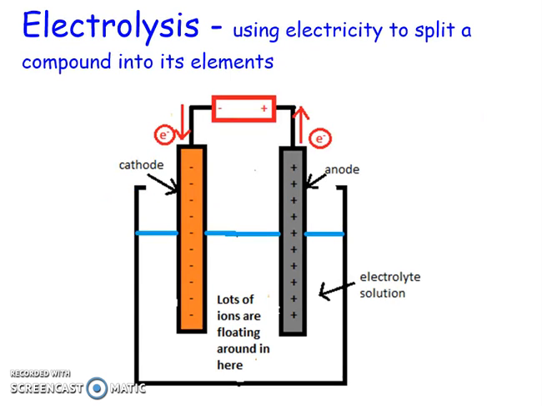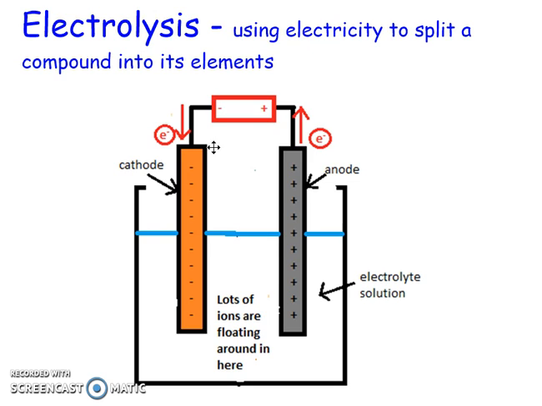There are two different things that we're going to talk about that use electrolytic cells. The first one is electrolysis. Electrolysis is using electricity to split a compound into its elements. So in an electrolytic cell, unlike a voltaic cell, I have one container that contains everything of my cell. It's not separated into two like the voltaic cell is.